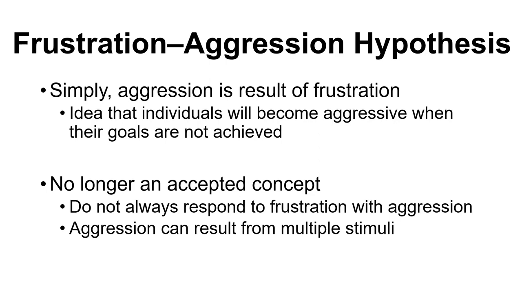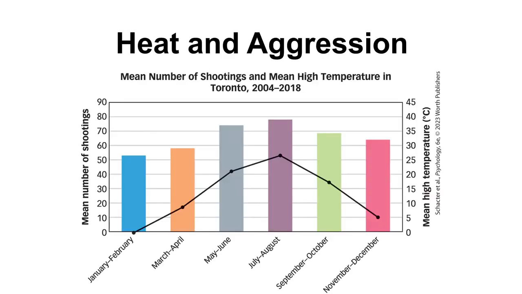We also do find that aggression can come from way more places than just frustration, so that doesn't really support this either. So again, it can be part of it. Being frustrated can make you more likely to lash out, but it's not as direct of a tie as the original theory had proposed. So what else could be causing aggression?